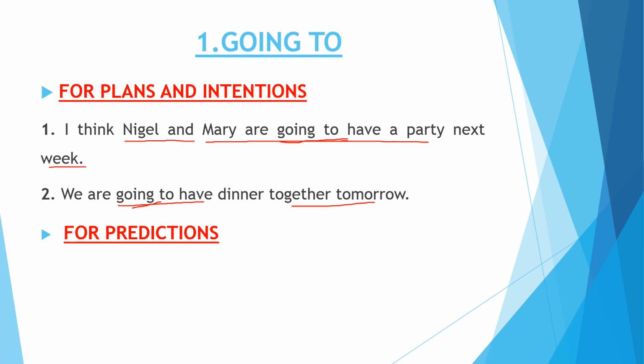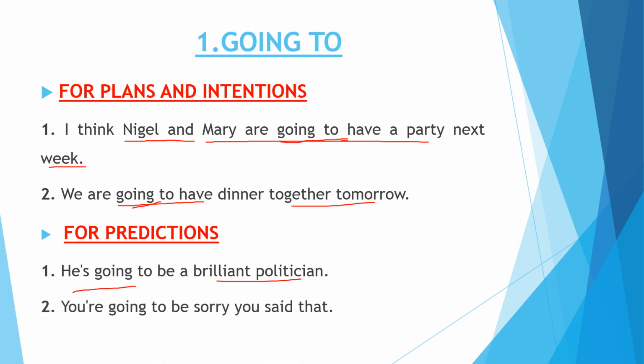And the second use is for predictions. He is going to be a brilliant politician someday. When he grows up, he is going to be a brilliant politician. You are going to be sorry you said that. So for plans and intentions, and for predictions, this is how we can use going to.